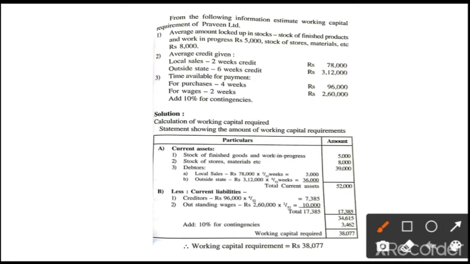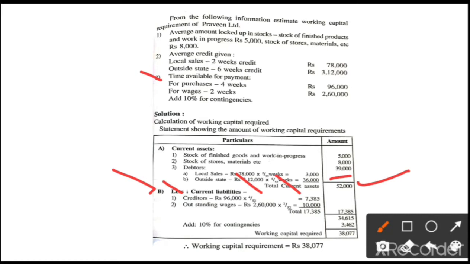Next, the total is 3 plus 36, 39,000. The total current assets are 52,000. Next, less current liabilities. Apart from that, purchases: total purchases are 96,000. Out of 96,000, 4 weeks of purchases are not yet paid. Until payment, it is a creditor. So creditors are 96,000 into 4 by 52. I told you why we are taking 52, and we get 7,385.